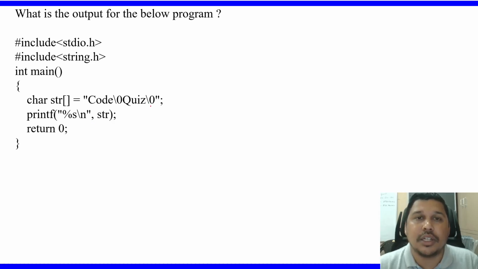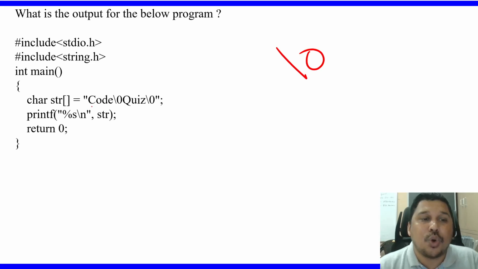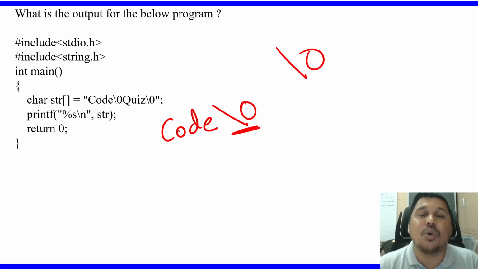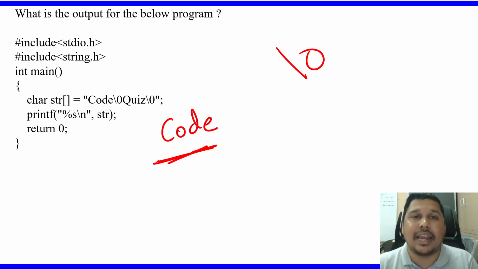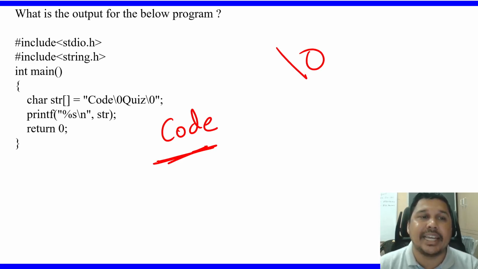You know that a string always ends with a null character \0, right? So in this case, though we are trying to push this whole value into the string, while printing, the compiler will give only "code" as the answer. Why? Whenever it encounters \0, it will assume that is the end of the string. So the output for this program is only "code". As soon as a null character is encountered, it will stop printing the value.